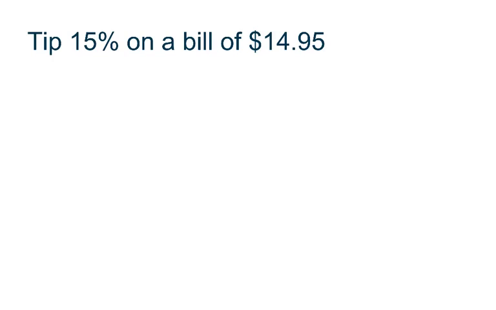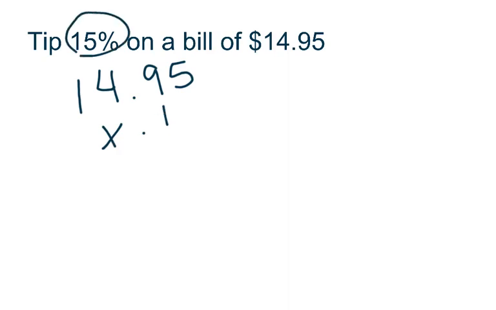Let's say I want a tip and I want to give them 15%. My bill came out to $14.95 and I want to tip them 15% more. So what do I do? Once again, I'm going to take the 15%, turn it into a decimal, which is 0.15. Now I'm going to multiply.